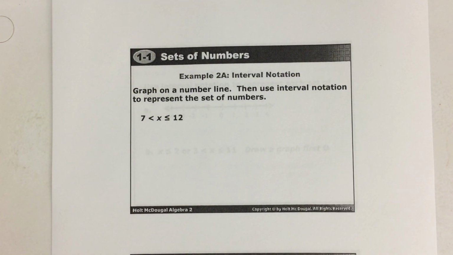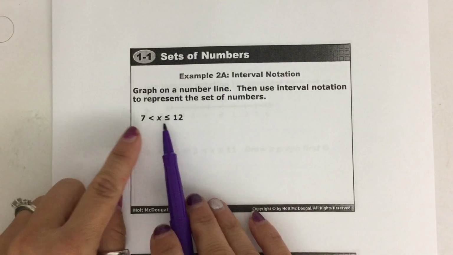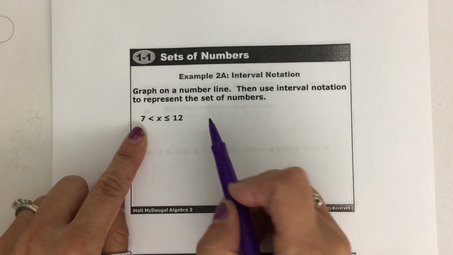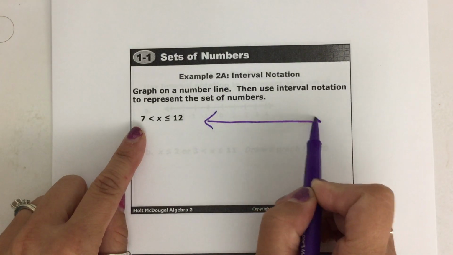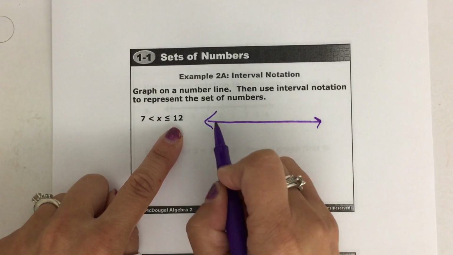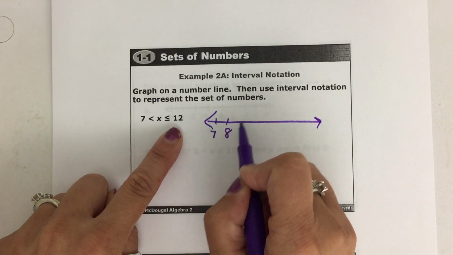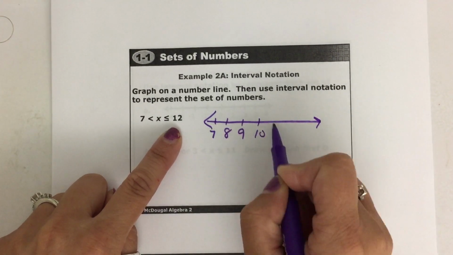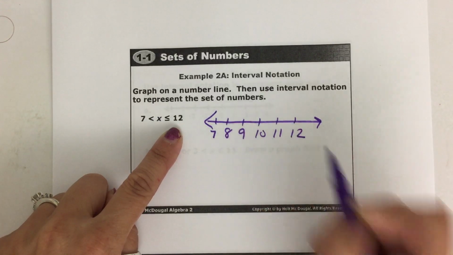Okay, so they are giving us inequalities, those little Pac-Man alligator symbols. We have to graph that on a number line. Do you know visually what that would look like? Okay, so on a number line, my numbers are going from 7 to 12. So I'll start off with that. 7, 8, 9, 10, 11, 12.